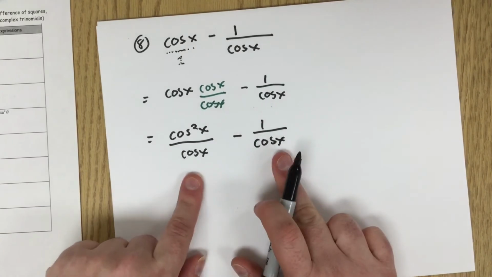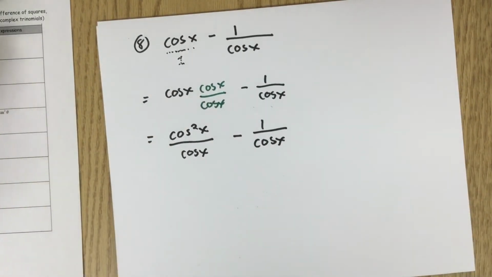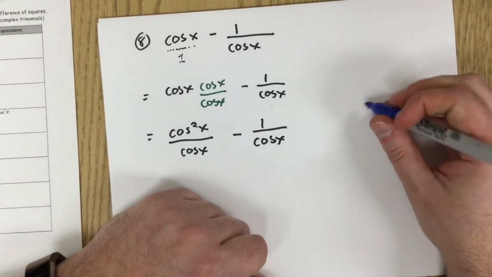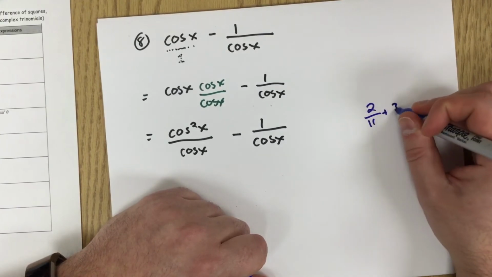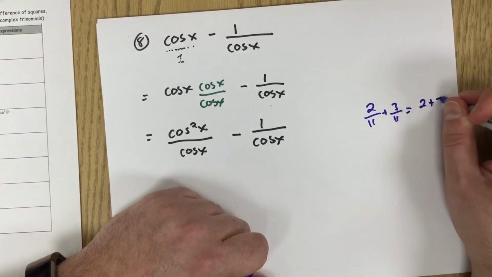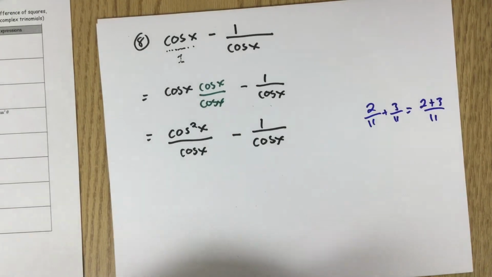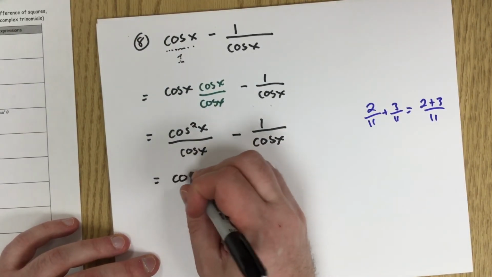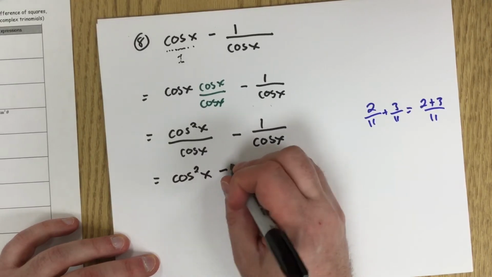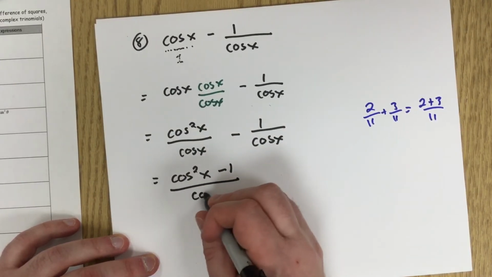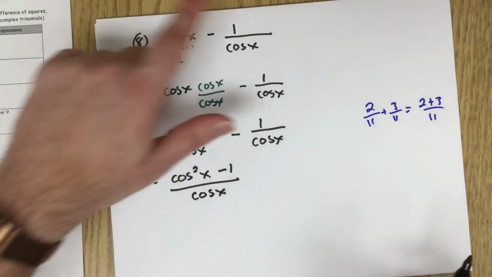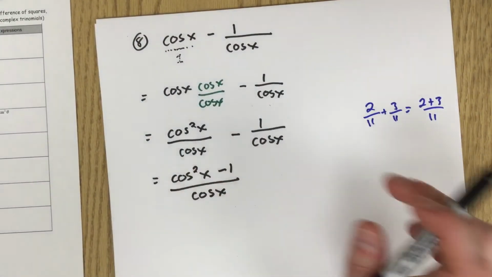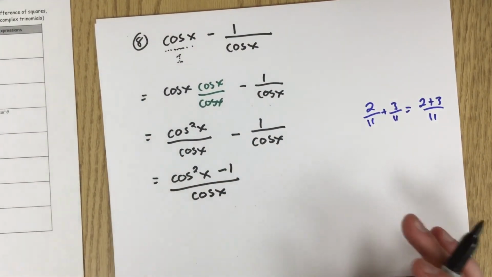And when you have the common denominators, then you could just bring it together, right? It's kind of like 2 over 11 plus 3 over 11 is 2 plus 3 over 11. Well, similarly, what we're going to have is cos squared x minus 1 over cos x. So cos squared x over cos x minus 1 over cos x is cos squared x minus 1 all over cos x.